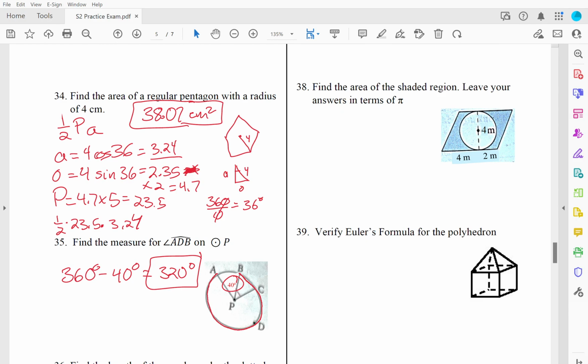Alright, find the area of the shaded region. Well, we've got a parallelogram with a circle. So we're going to take the parallelogram, subtract the circle. The parallelogram, this one whole side is 6 meters. So it's 6 times 4. Well, that's 24. So we have 24 meters squared minus the area of the circle, pi r squared. Looks like our diameter is 4, so our radius is 2. So we have pi r squared, which is 4 pi.